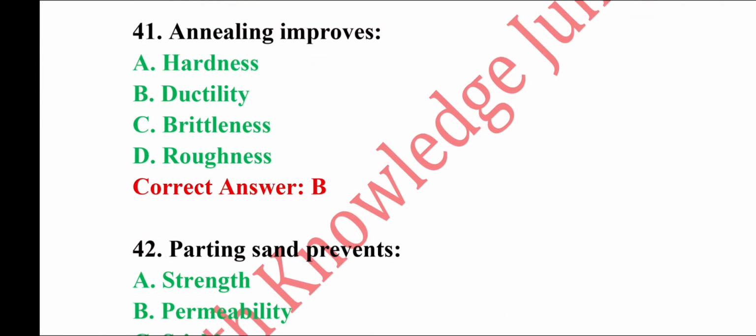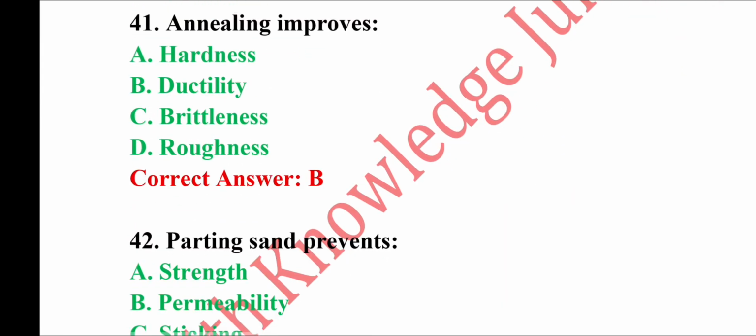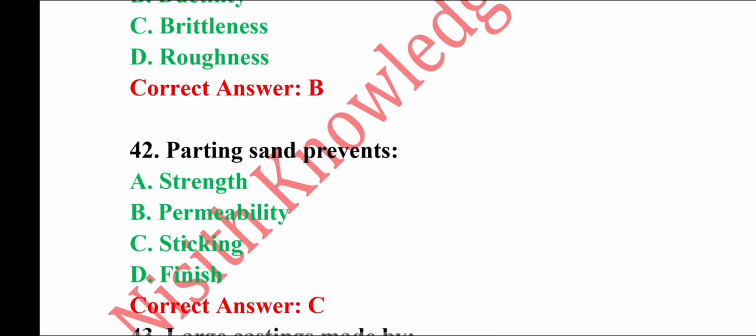Question number 41: annealing improves. Annealing is a heat treatment process, so it improves what? The options are hardness, ductility, brittleness, or roughness. The correct answer is B, that is ductility.